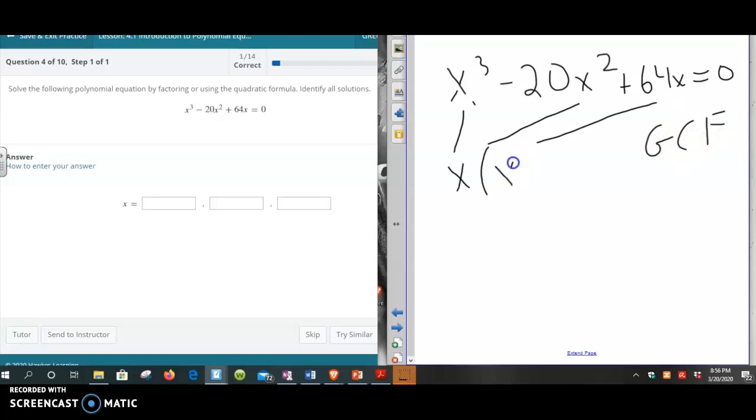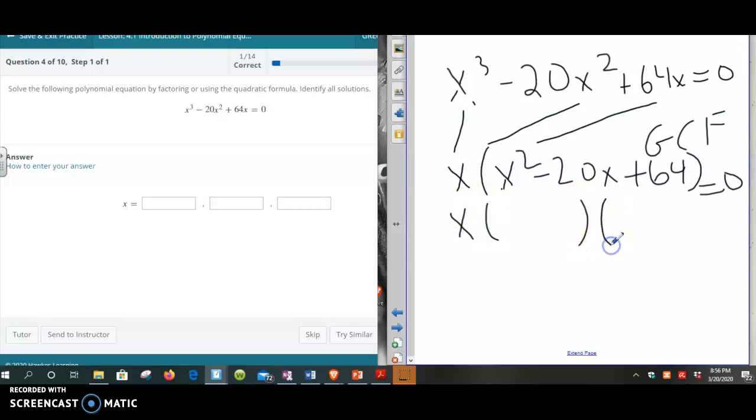So we get x times x squared minus 20x plus 64. And then we look to see if we can factor that, and that equals 0. All right, so numbers that multiply to 64 and add to negative 20. Well, since they add to a negative, they have to be two negative numbers if that does factor. Okay, so maybe 16 and 4. So it doesn't matter which place you put them in. You can put the 16 first, the 4 first, doesn't matter.